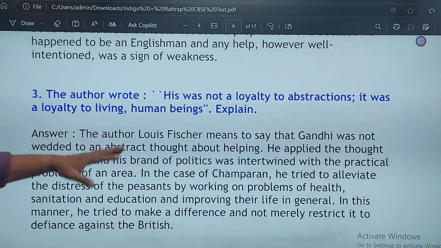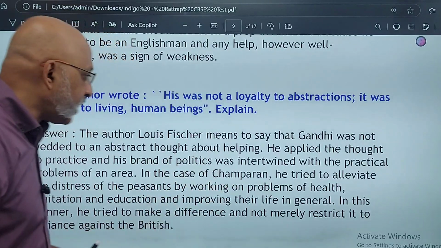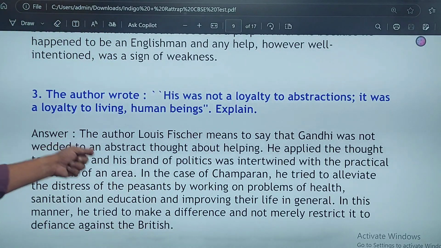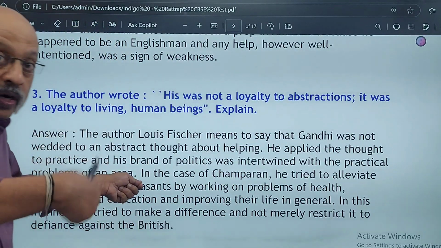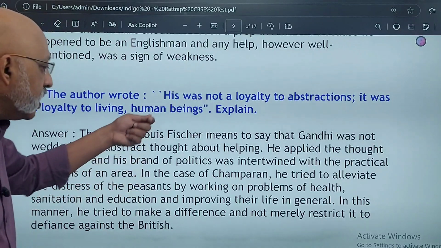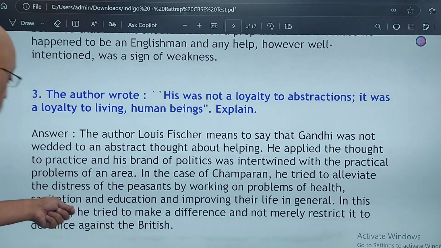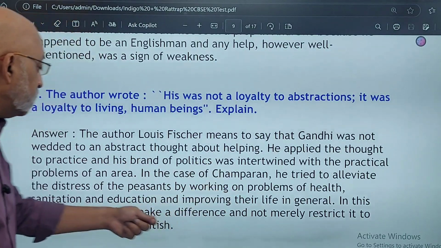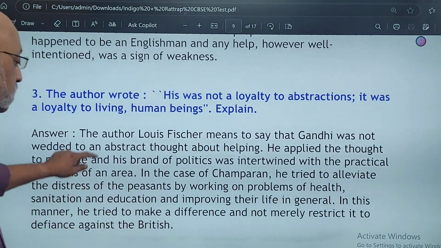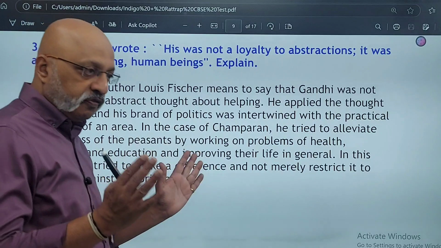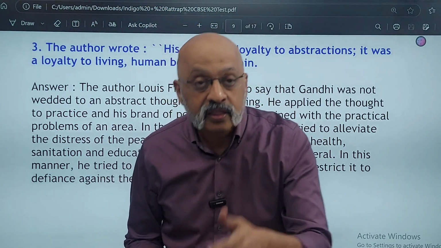So the author means to say that Gandhi was not wedded to an abstract idea about helping, meaning he was not completely involved with it. He applied the thought to practice and his brand of politics was intertwined with the practical problems of an area, which is what is mentioned in the second half of the story. In the case of Champaran, he tried to alleviate the distress of the peasants by working on problems of health, education, sanitation, and improving their life in general. In this manner, he tried to make a difference and not merely restrict it to defiance against the British. So it was not just about defiance, it was also about improving the lot of people in the area of Champaran in this particular case.